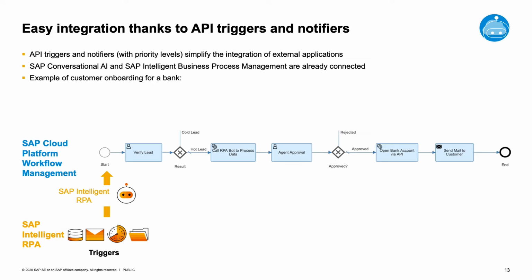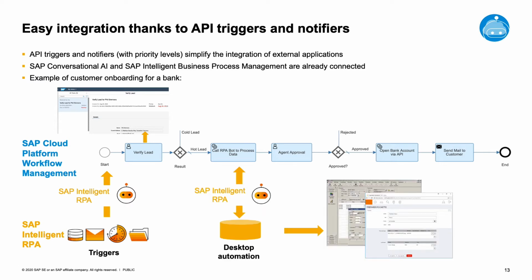Let's see an example of customer onboarding for a bank. Here, an RPA bot can be initiated by an external application via a trigger to verify a lead, allowing parameters to be transmitted to the RPA bot. In the workflow, a rule is applied. For hot leads, the bot is called to process the lead and trigger approval in the workflow. When automation ends, the RPA bot can send a status and some data back to the external application via a notifier, in this case, an email notification to the customer.